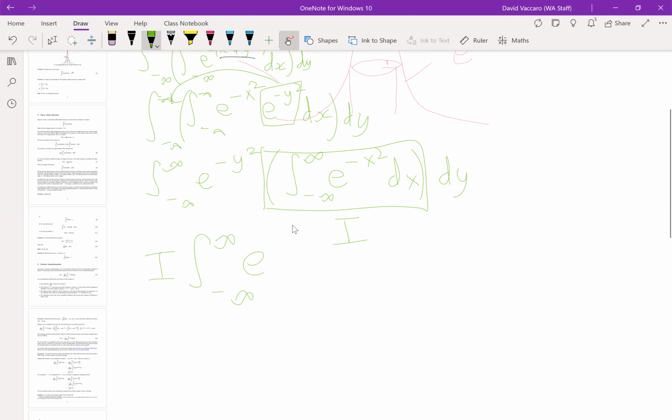But now I just get an integral of exactly the same type: the integral of e to the minus y squared dy. The letter has changed, but this is still the area under a normal distribution. So the volume under that Gaussian curve is I squared, where I is the area under the 1D Gaussian curve.